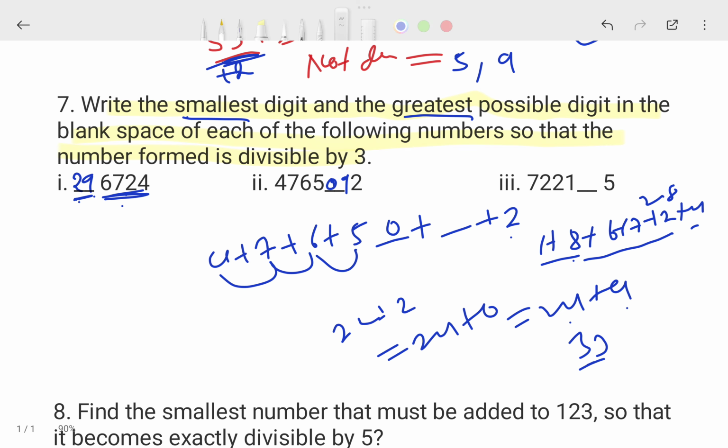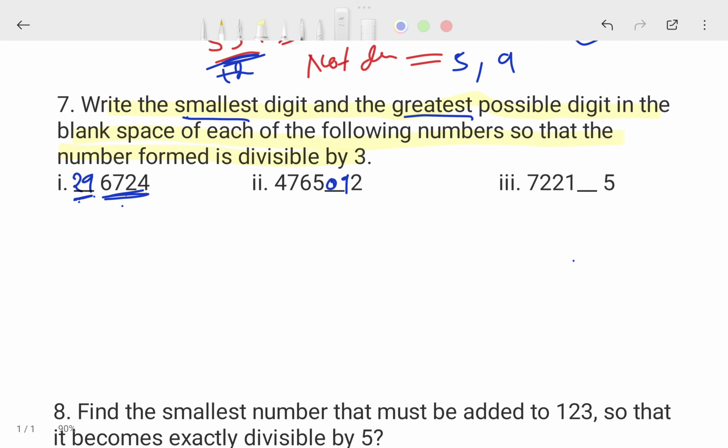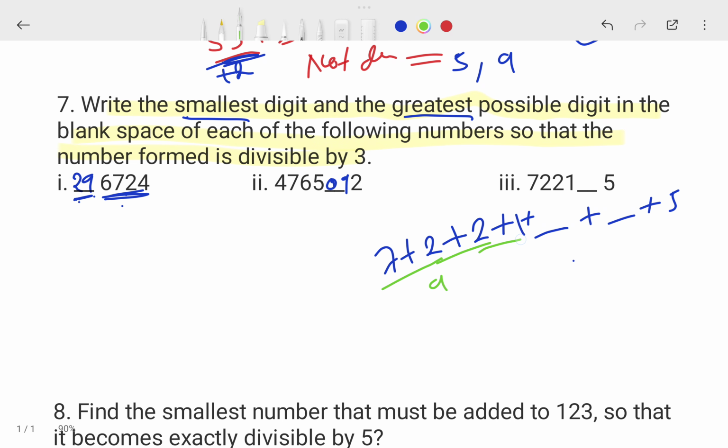Okay, now the last one. Actually, we are taking a lot of time on the first one only. Okay, now let's do this one. This is 7 plus 2 plus 2 plus 1. Here one number has to be added, and another number has to be added. Let's add this one: 1 plus 2, 9, 9 plus 2 is 11, 11 plus 1, that's going to be 13, 13 plus 5, that's going to be 18.